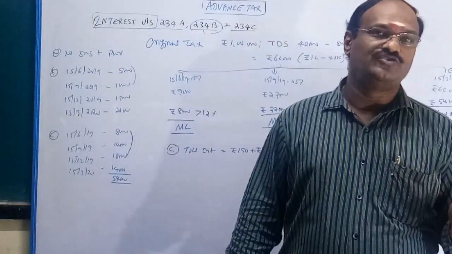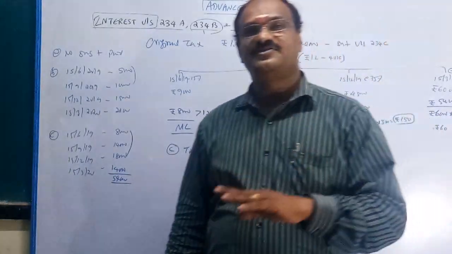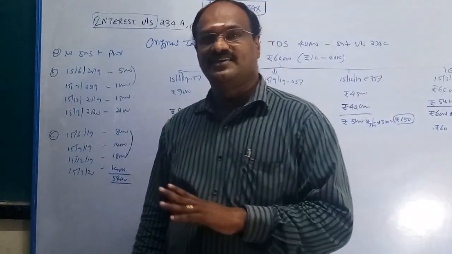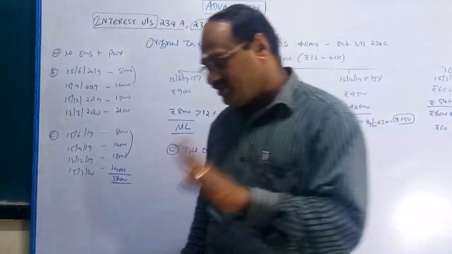On or before 15th June, 15% of advance tax. On or before 15th September, 45% of advance tax. On or before 15th December, 75% of advance tax. And finally, on or before 15th March, 100% of advance tax.